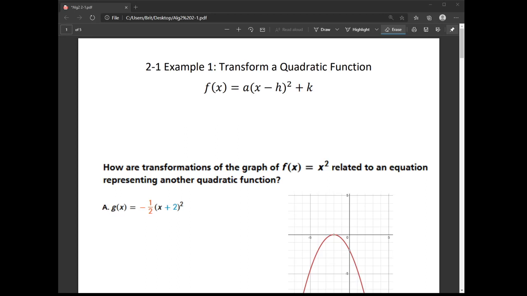This is Britt Caswell with another example video. In this video I'm covering example 1 from section 2-1, which is talking about transformations of a quadratic function. This comes from the Savvas Realize Algebra 2 textbook.